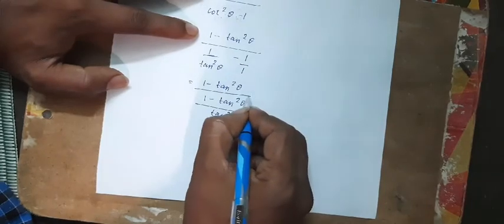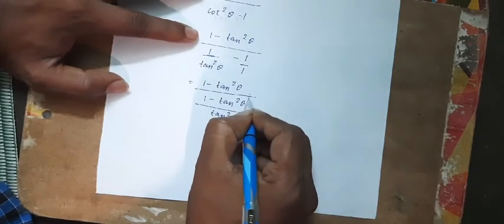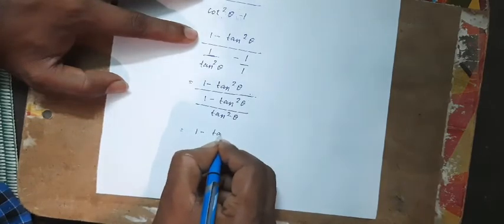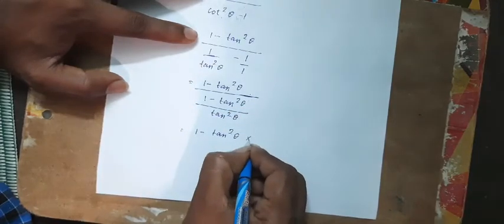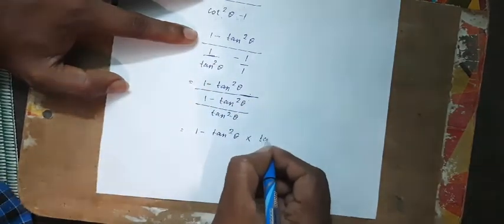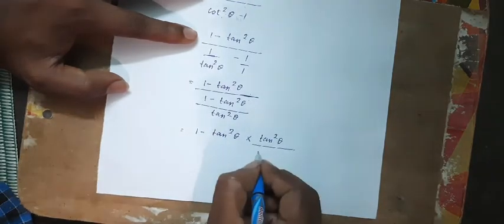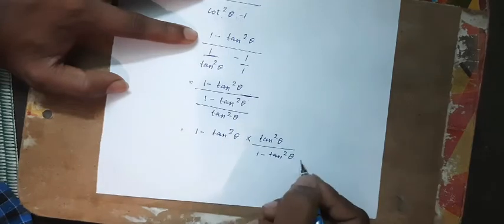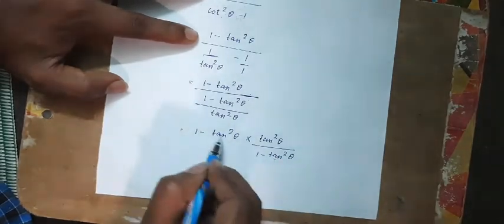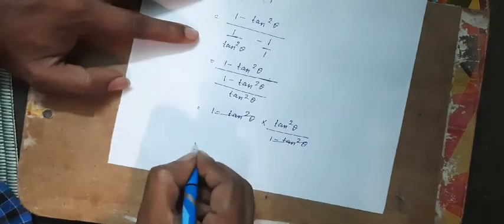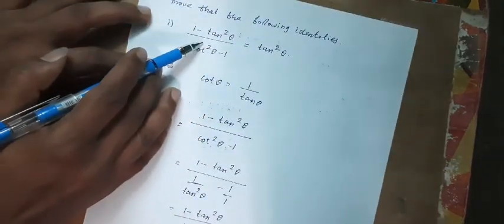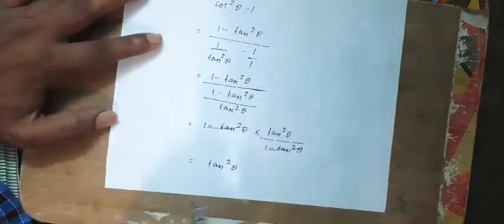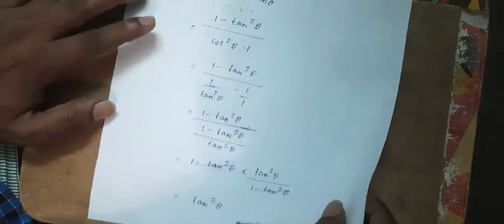Next, this is divided. The divide term, you want to change to multiply and take the reciprocal. So 1 minus tan square theta times tan square theta by 1 minus tan square theta. Now both the terms are same, so I can cancel. Next we get the result tan square theta. That is what I wanted to prove: 1 minus tan square theta by cot square theta minus 1 is equal to tan square theta. Clear? Okay, next I will go for the second sum.